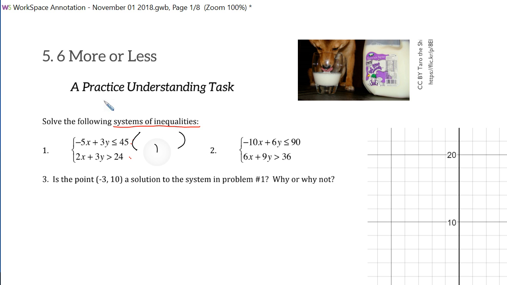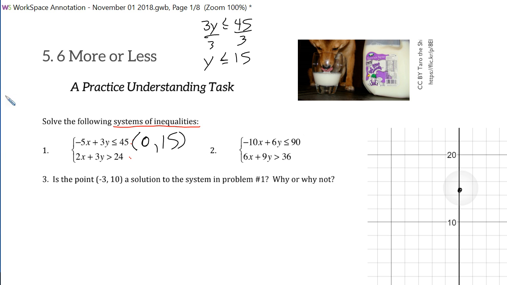If you remember correctly, one of the best ways to graph things in standard form is to put a 0 in for x. That gives you 3y is less than or equal to 45. Divide each side by 3, and you get y is less than or equal to 15. So we know that the point 0, 15 is on this line, okay?